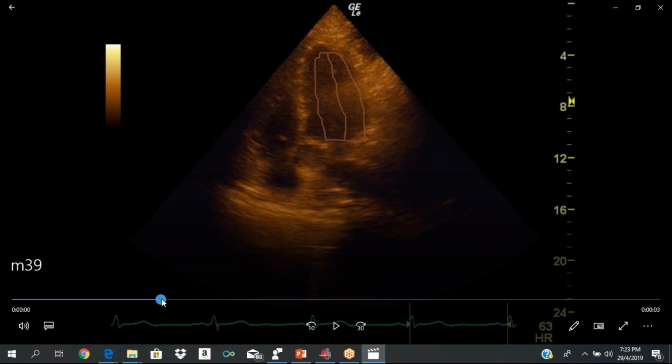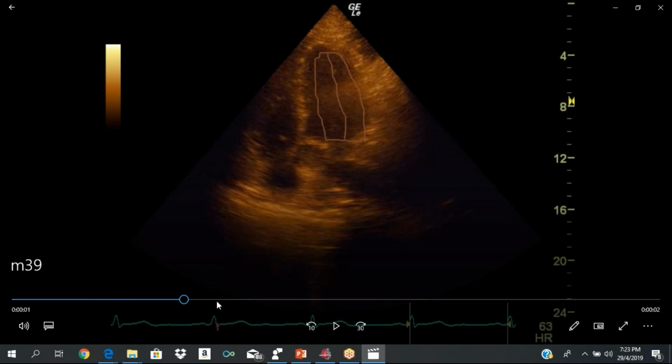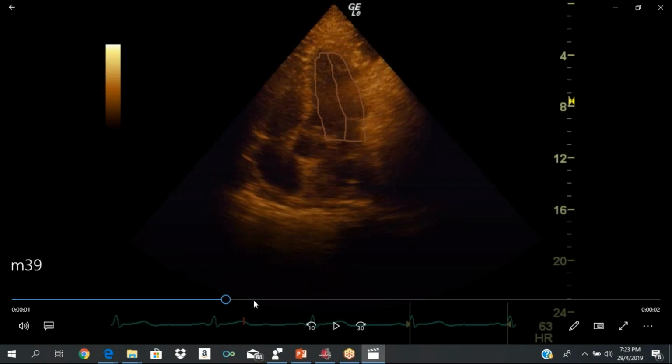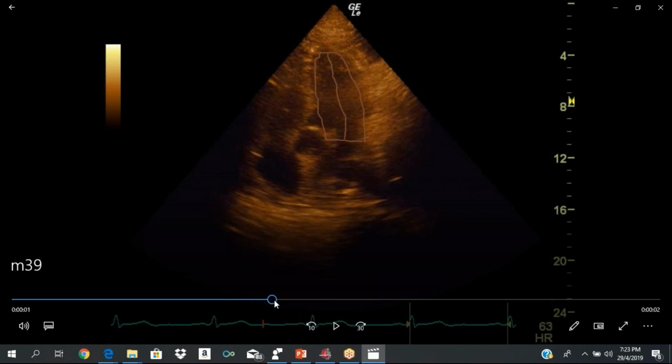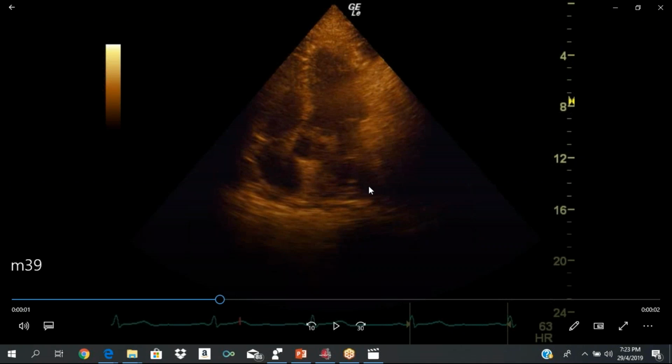You do it in end diastole when the ventricle is fully dilated and filled with blood. And then in systole, you do the same thing. Remember, systole is, you can say, the peak of the T wave. So if you do it in diastole, you do the same thing in systole. You trace the endocardial border.